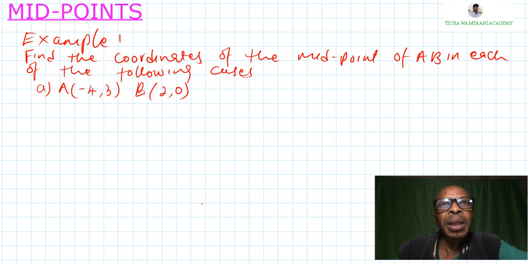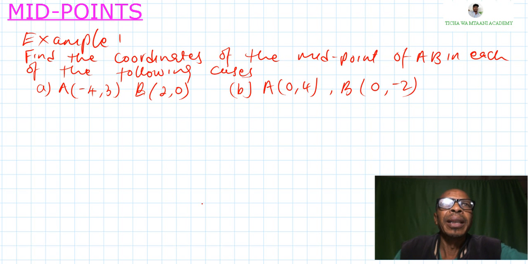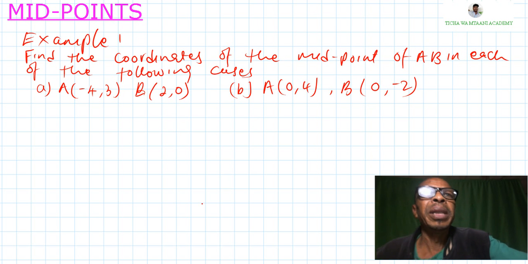Then for the next case, we have A at 0, 4, and we have B at 0, minus 2. So we want to find the midpoint of these 2 points, A and B. So we start with A.